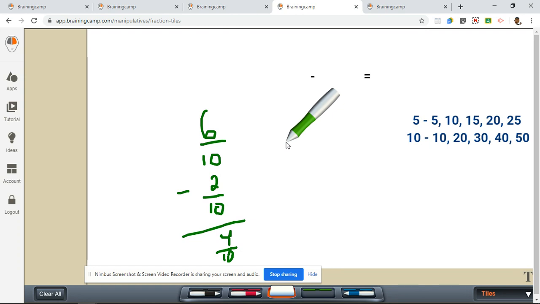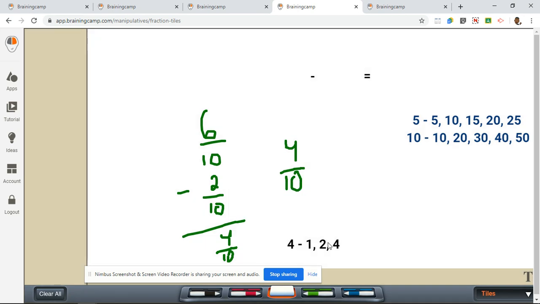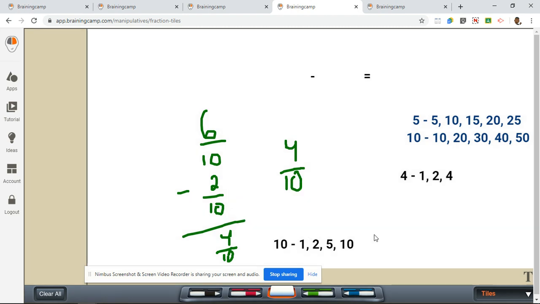Now that can be simplified, of course. Do you know the simplified answer to 4/10? Remember your steps. You've got to find the greatest common factor. Between 4 and 10, I'll show you how you list them out. Your factors that give you 4 are 1, 2, and 4, so 1 times 4, 2 times 2. Your factors that give you 10 are 1, 2, 5, and 10, so 1 times 10 and 2 times 5.